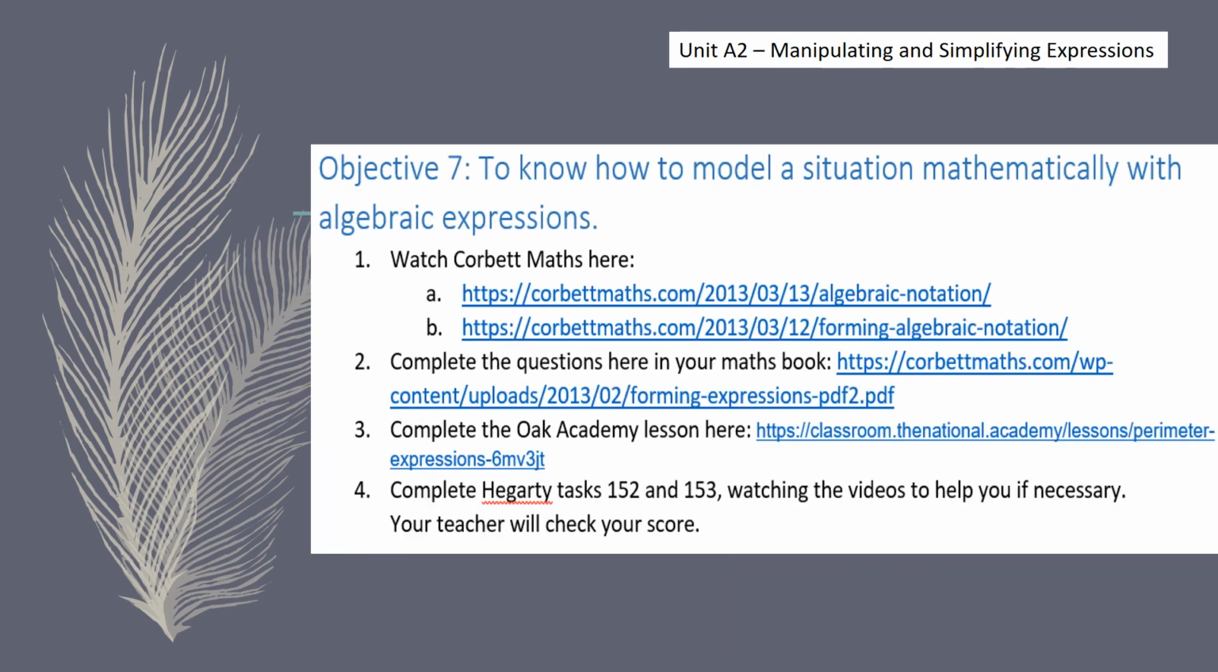Right, so objective 7 is the last objective. We need to know how to model a situation mathematically with algebraic expressions. When I talked about expanding brackets, I said that you can think about the grid as rectangles of which we are trying to find the areas.